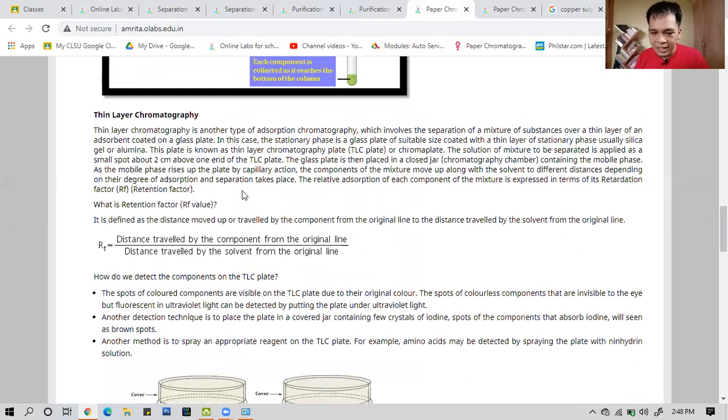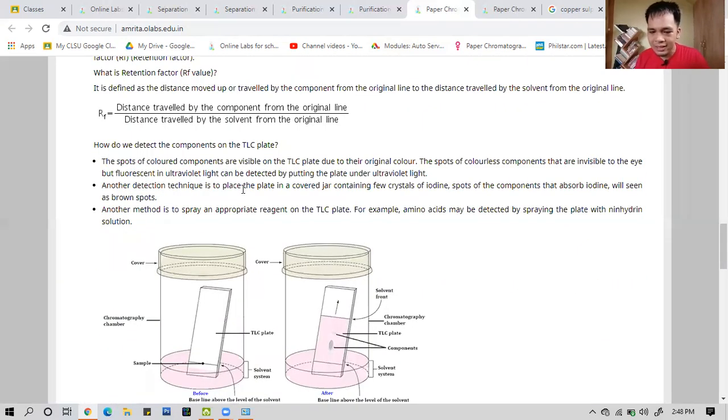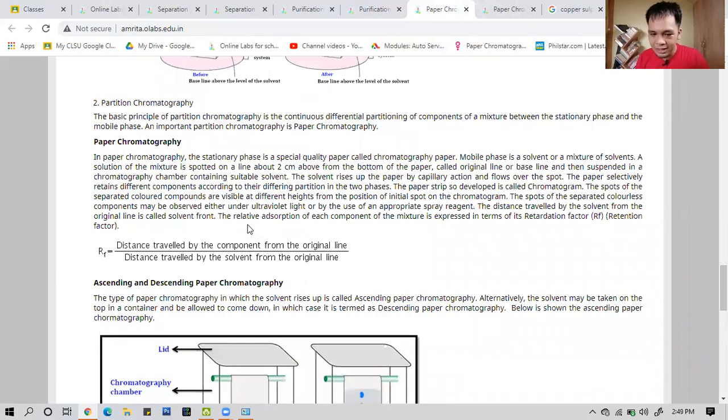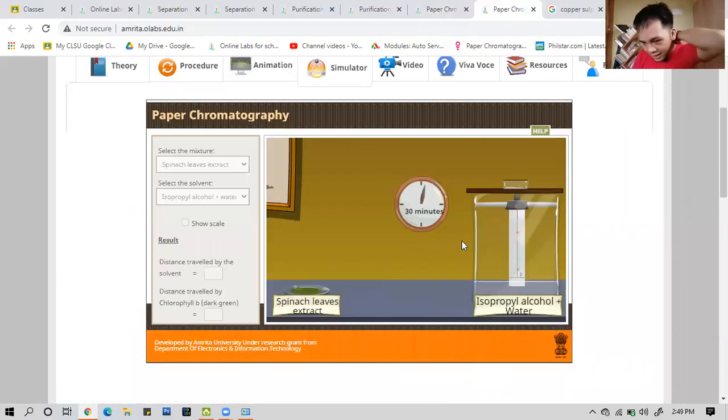Okay, and then here, same principles lang din. Sa paper, dito is sa ating paper chromatography. Now, after 30 minutes dito, balik na tayo sa ating experiment.